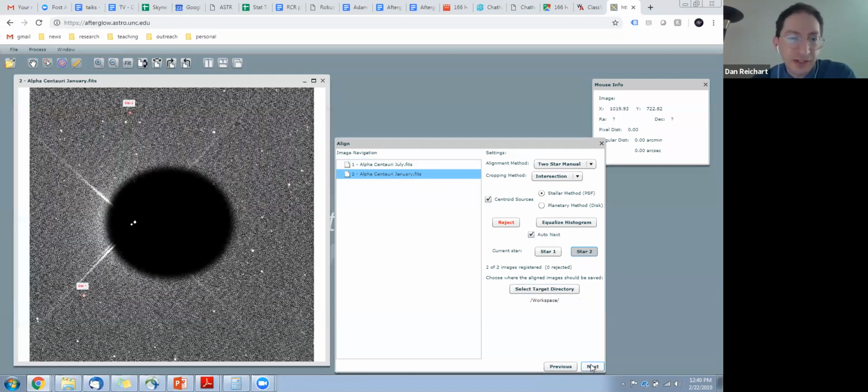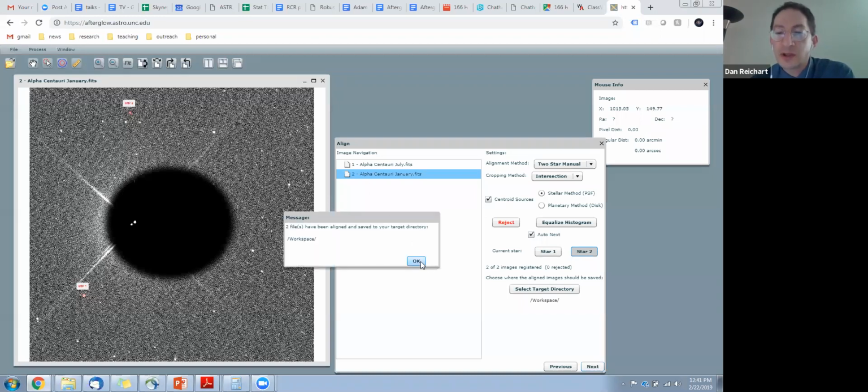Now, given that it does auto-centroid on the stars, as long as they pick the same stars in both images, it really shouldn't be a source of error. Sometimes they may not get the same stars in both images, and that's the kind of error that's human error. So they've got to go back and redo it. That's not a valid source of error.